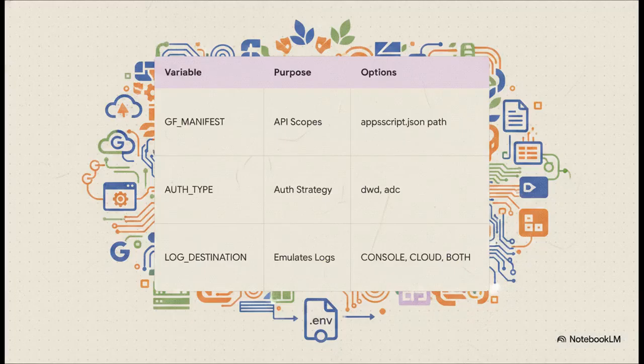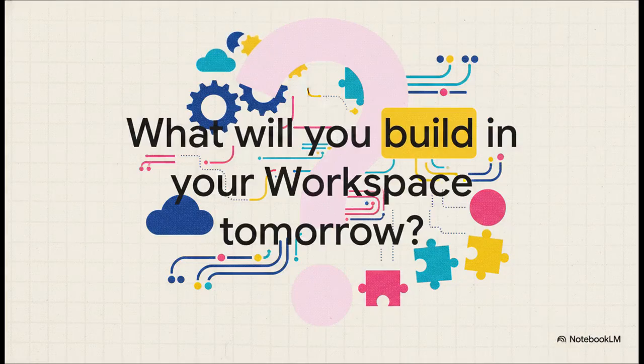Behind the scenes, basic configuration handles everything. Simple environment variables and a local .env file manage all the complex routing. You have your gf_manifest to point to your scopes, auth type for your Google authentication strategy, and log destination to easily emulate the native logger, sending outputs to your console, the cloud, or both. It is incredibly clean. Which brings us to our final provocative thought for the day. With the friction of coding completely gone, what will you build in your workspace tomorrow?